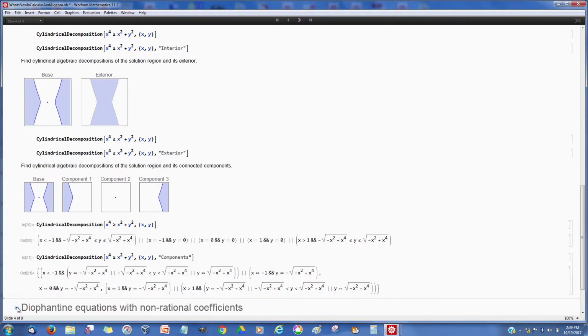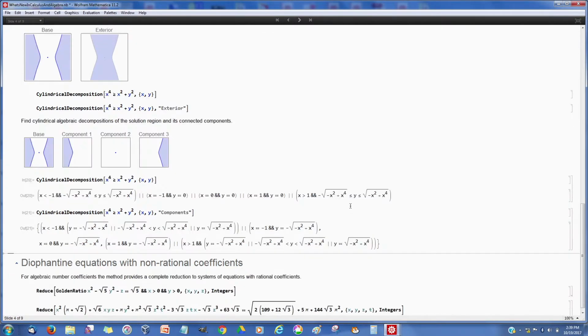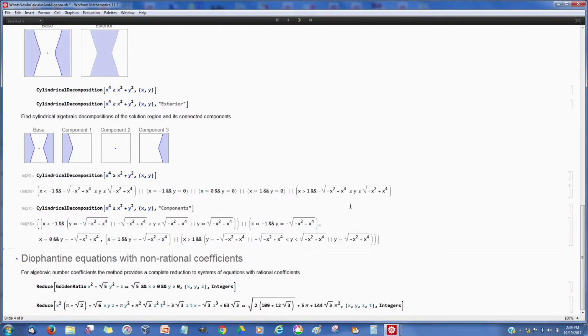Okay, and the second improvement is related to what I've shown for solving optimization problems with incommensurable periods. So here we have systems of diophantine equations with coefficients that are not rational numbers. In earlier versions, we required that we have rational numbers in diophantine equations.